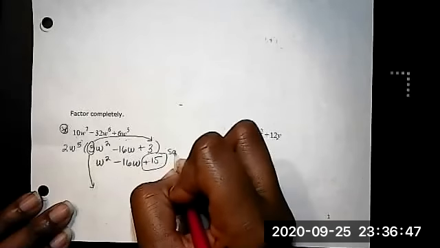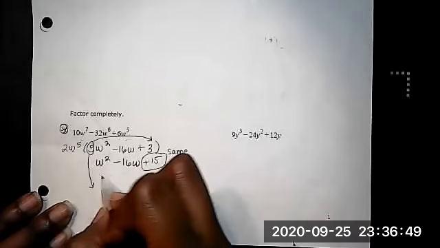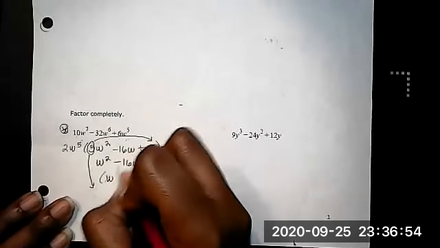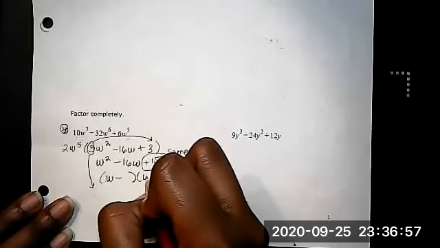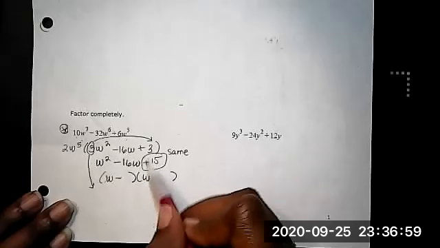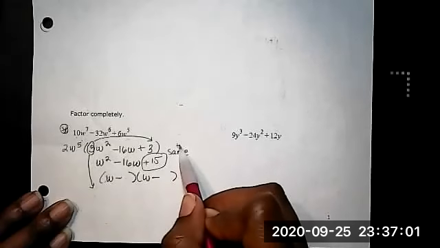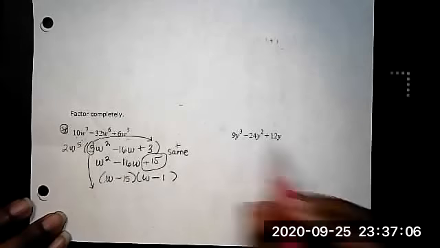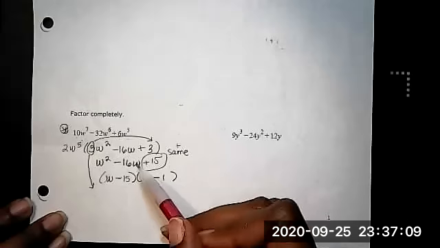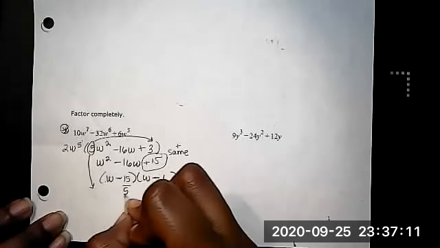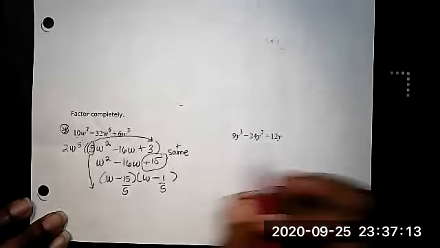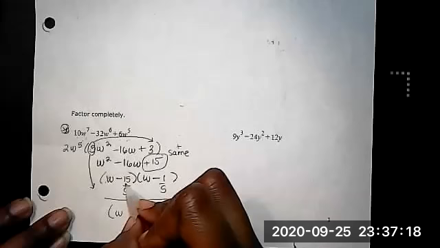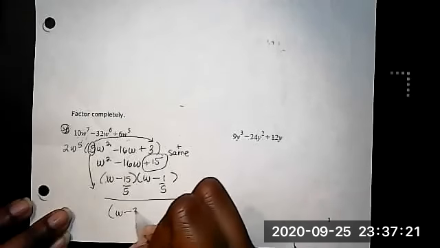Same or different? Mostly same, because this last number is positive, meaning they're both going to be the same sign, both negatives. Multiples of 15 that add to give you 16 is 15 and 1. 15 plus 1 is 16. Don't forget to divide by whatever number that is that's here. So W, and then 15 divided by 5 is 3.